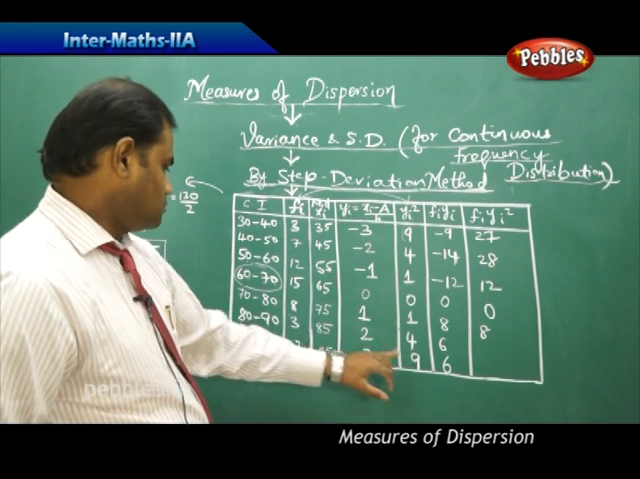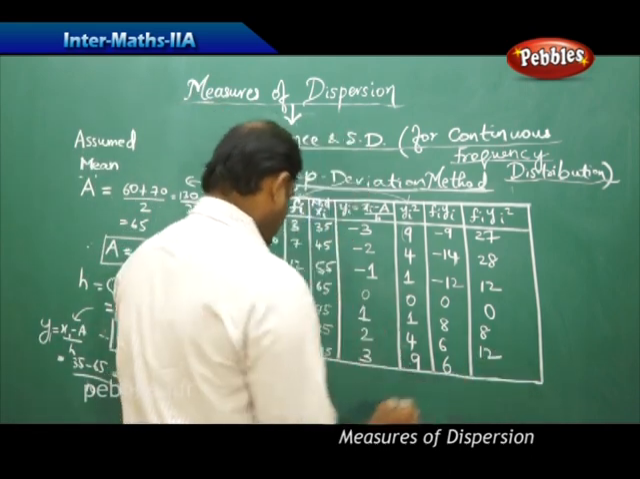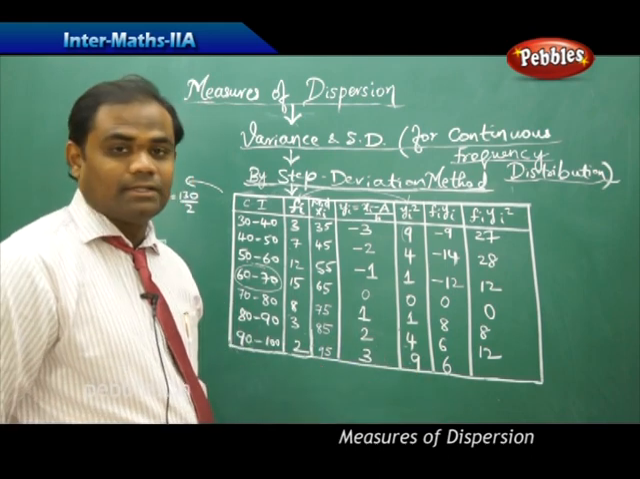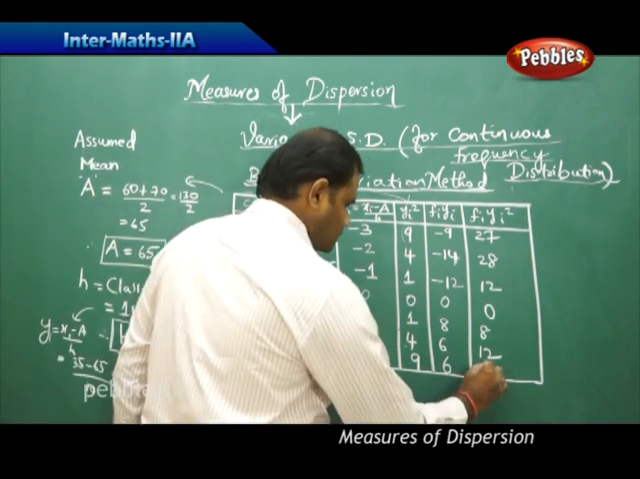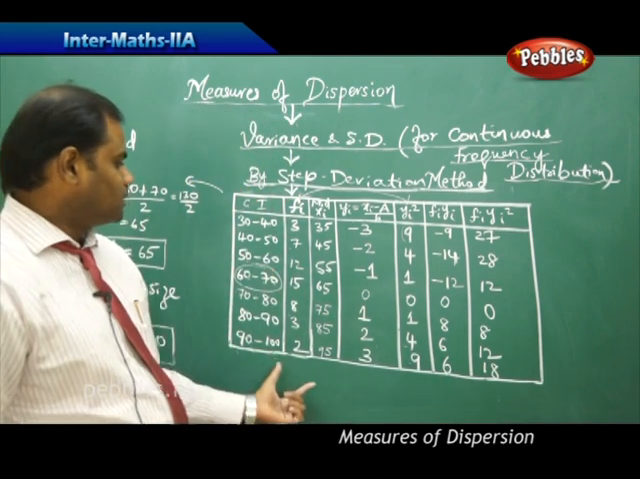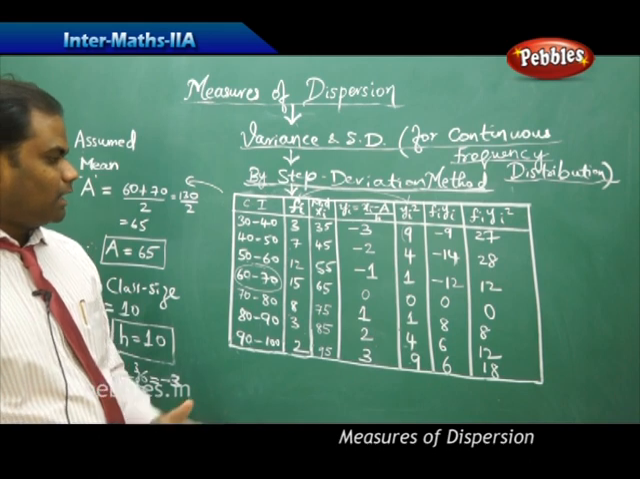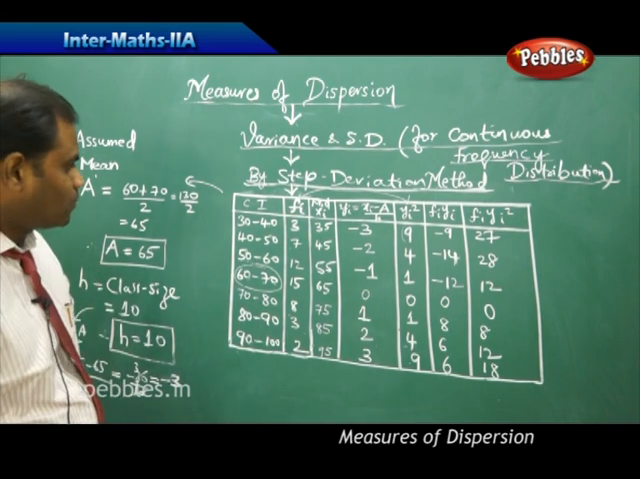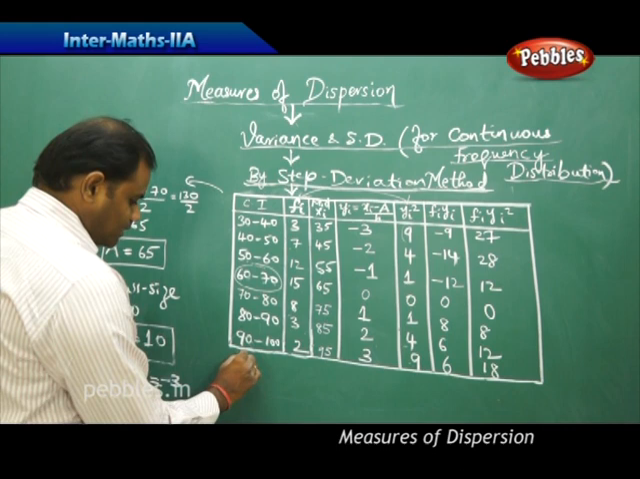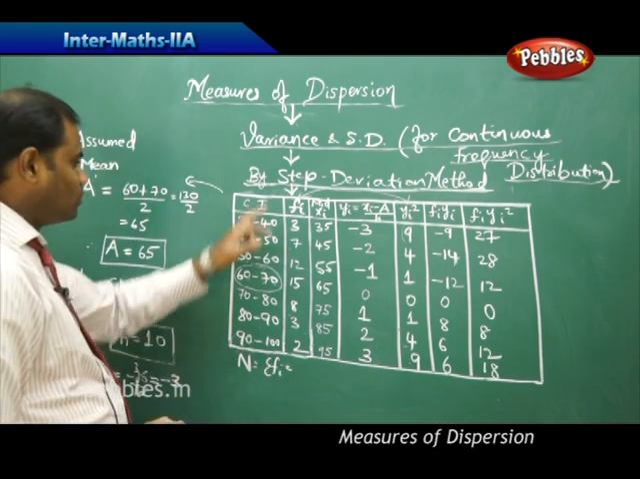and 3 times 4 is 12, and 2 times 9 is 18. This is how we get it when we multiply fi terms with yi square. Now that we have the complete table, it is very important to find n, that is sigma fi, which is the sum of all these.